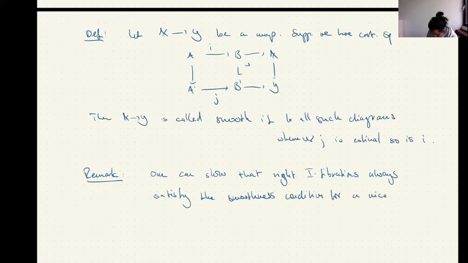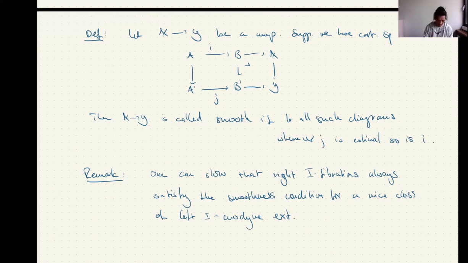Say for a nice class of left anodyne extensions. And the nice class is something which looks like a deformation retract. And these deformation retracts are always preserved under pullback along a right fibration.